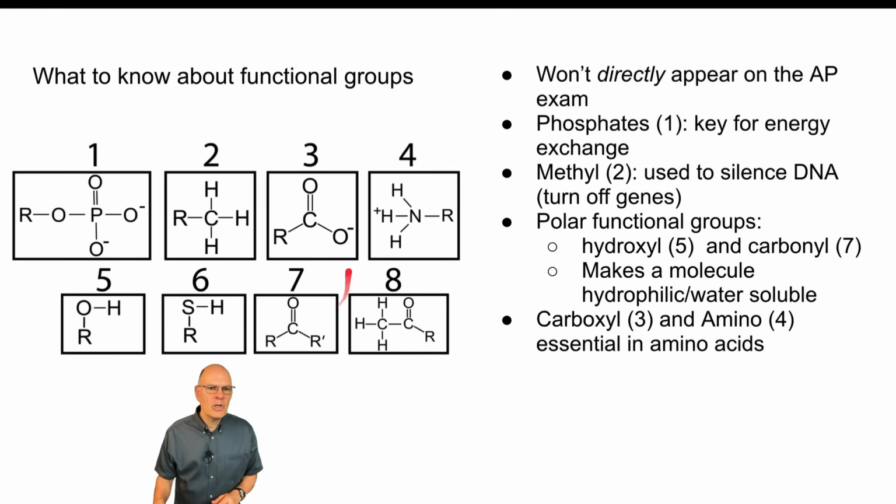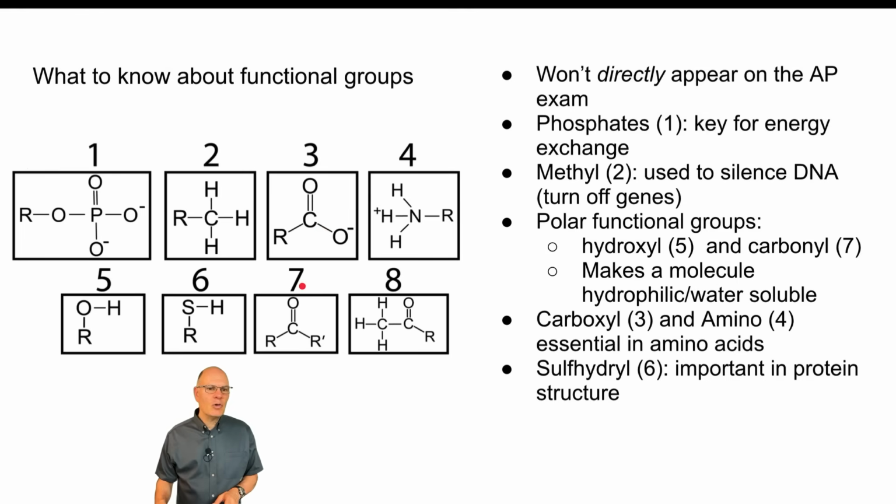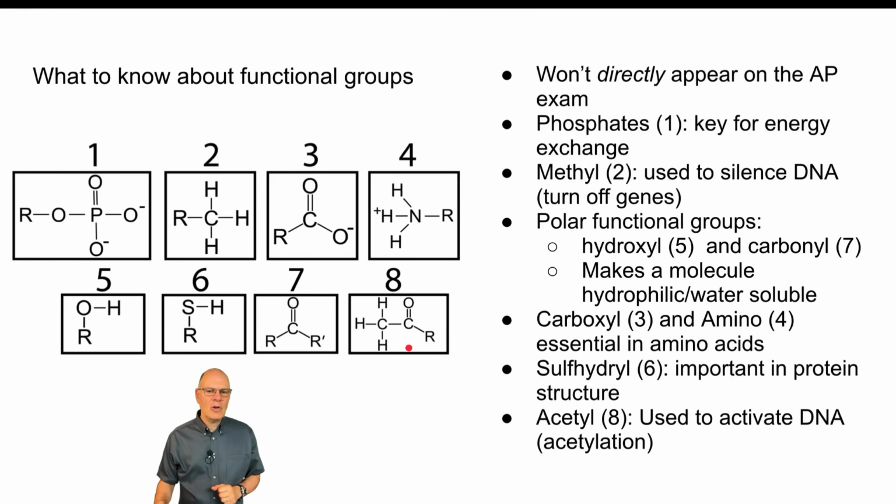The carboxyl group, that's at number 3, and the amino group, that's at number 4, those are essential in amino acids, which obviously have an amino group over here, have a carboxyl group. The sulfhydryl group over here at number 6 is very important in terms of protein structure. It creates a stabilizing bond that holds proteins in a specific 3-dimensional shape. And the acetyl group at 8 is used to activate DNA through a process called acetylation.